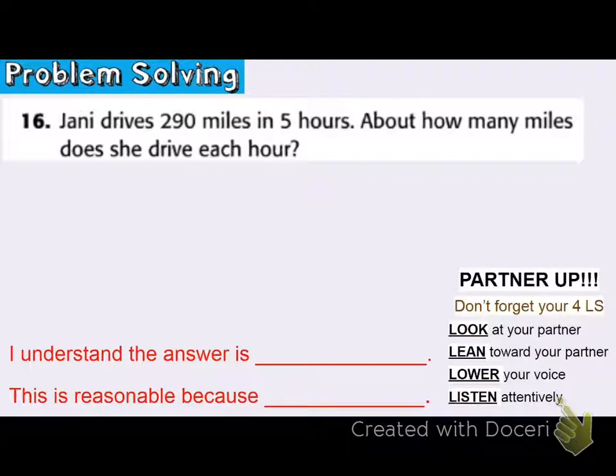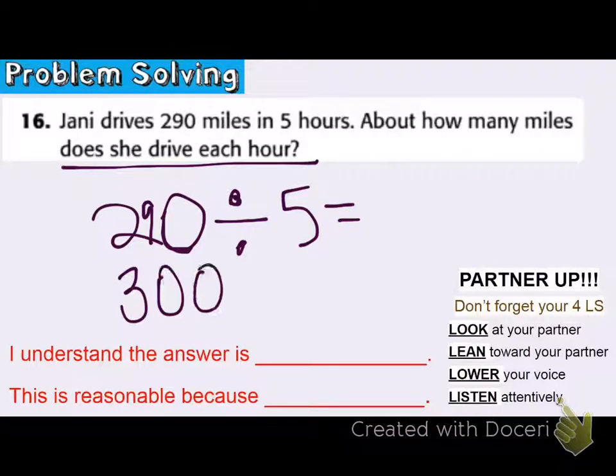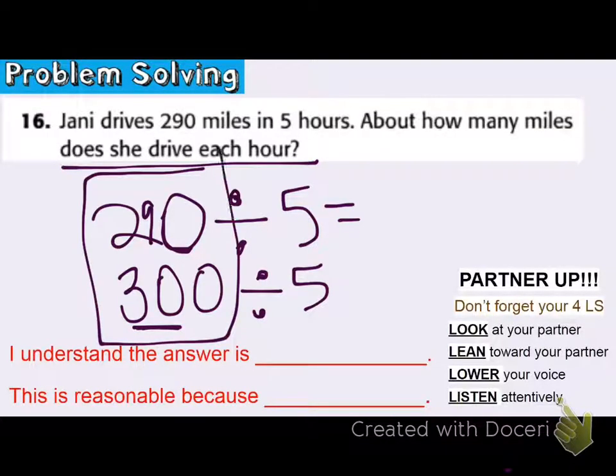Janie drives 290 miles in 5 hours. About how many miles does she drive each hour? Well, 290 total miles she drove in 5 hours. How much is in each of those hours? Well, I want to know about how much she drove in an hour. This is pretty close to 300, and 30 is a multiple of 5. So I'm going to estimate or round to 300.